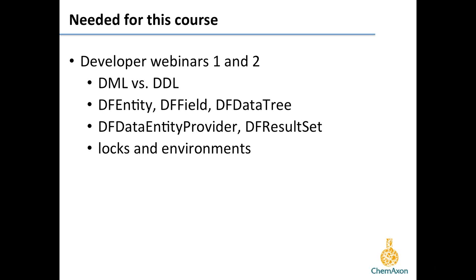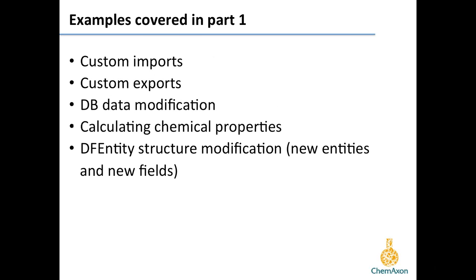You understand what a DF entity, field, and data tree are, and what a DF data entity provider and result set are. And also the basic concept of locks and environments that we covered back then. Because I won't be explaining them, we'll just be referring to them as we go through these. So we're going to be looking at some actual code snippets as we go through and discuss the API and how this is used within Instant JChem.